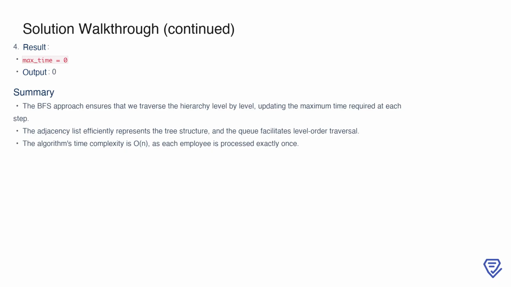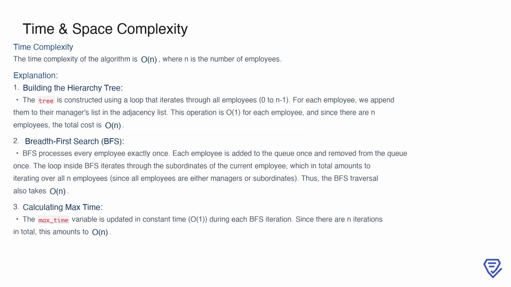Here, we analyze the time complexity of our algorithm, which is O(n), where n represents the total number of employees. First, we consider the step where we build the hierarchy tree. This involves iterating through the list of employees from 0 to n-1 and appending each employee to their manager's list in the adjacency list. Since this operation is O(1) for each employee, and there are n employees, constructing the tree takes O(n) time overall. Next, we perform a breadth-first search, or BFS, to traverse the hierarchy.